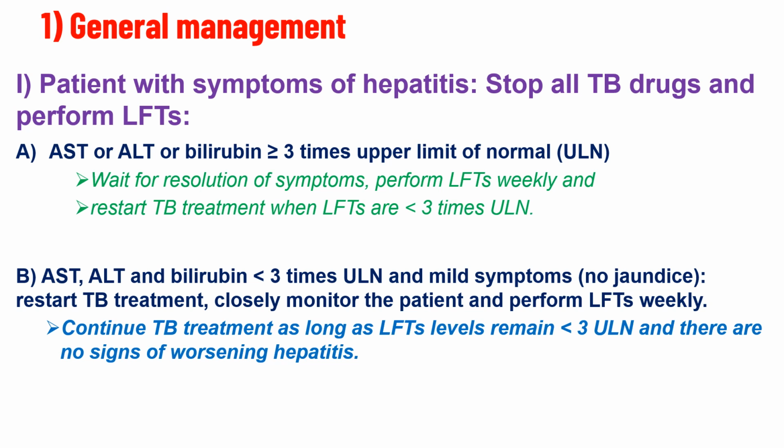If the liver enzymes, AST, ALT, and bilirubin are less than 3 times the upper limit of normal and symptoms are mild, we should restart TB treatment, closely monitor the patient, and perform liver function tests weekly. Continue TB treatment as long as liver function test levels are less than 3 times the upper limit of normal and there are no signs of worsening hepatitis.